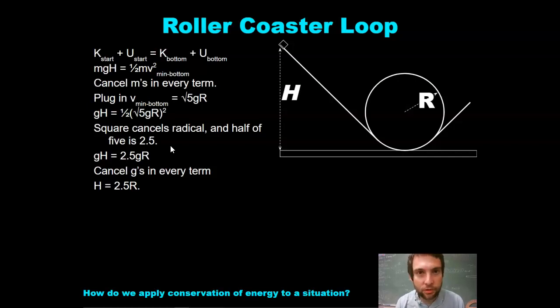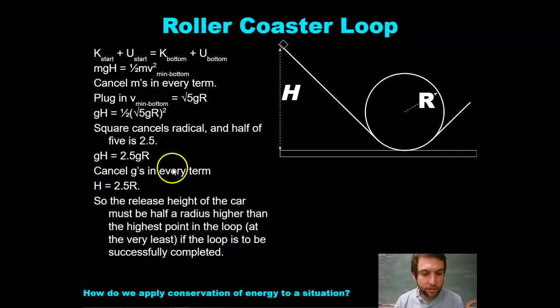You should be able to do this. At this point, you've done conservation of energy a few times. You've dealt with circles before. We're just putting it all together, going deeper into the problems. So the release height must be half the radius higher than the highest point of the loop, if the loop is to be successfully completed.